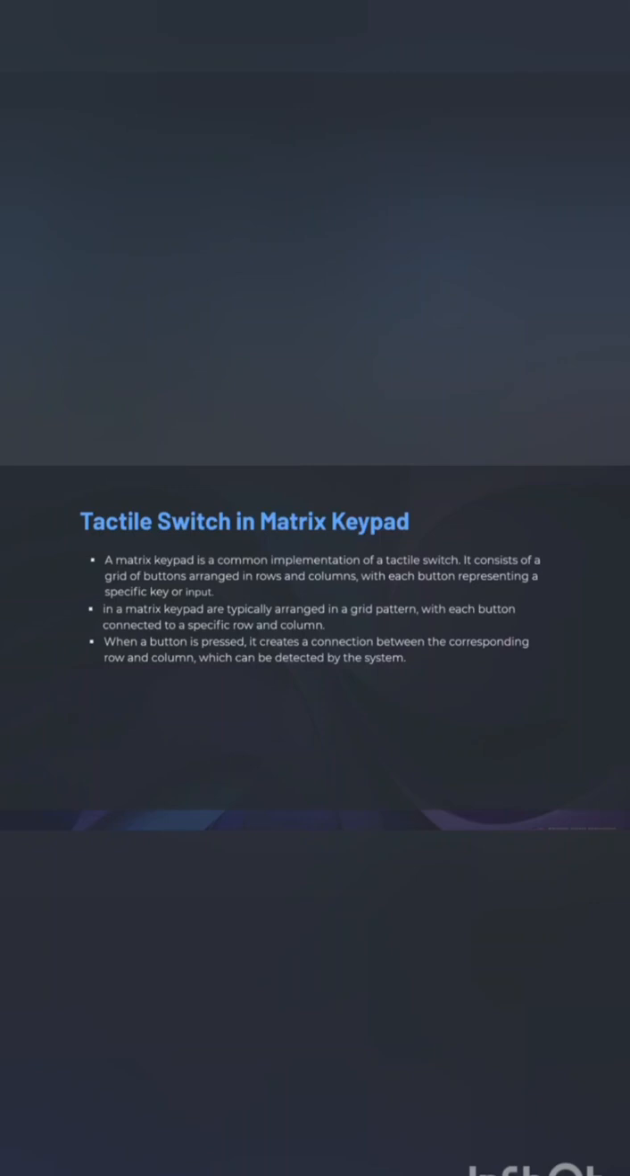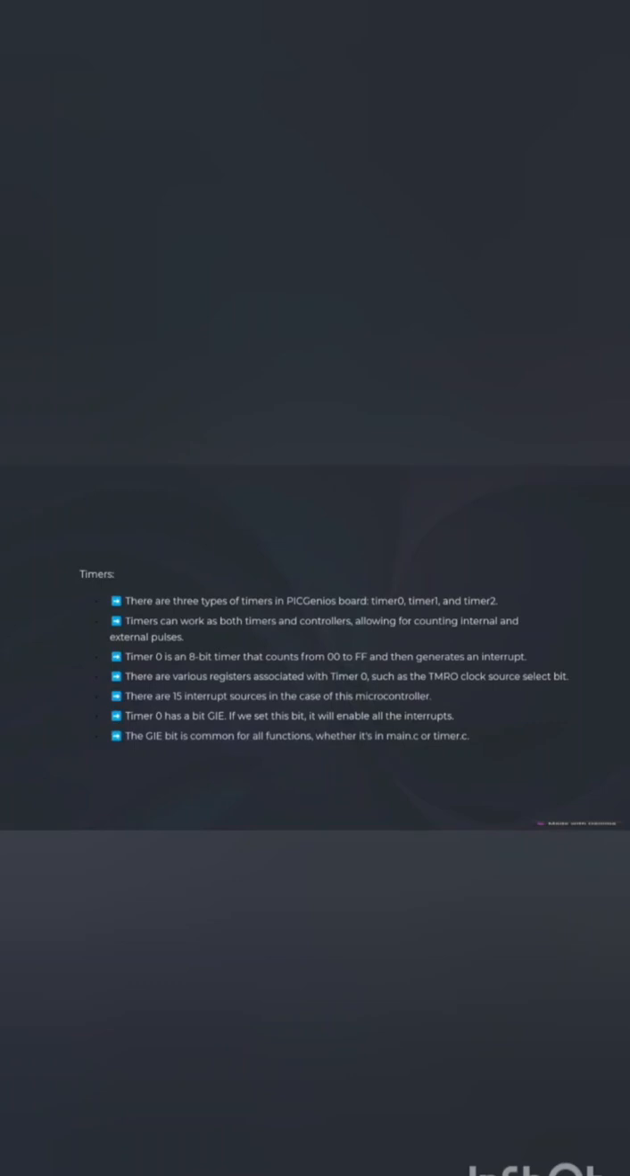A matrix keypad is a common implementation of tactile switches. It consists of a grid of buttons arranged in rows and columns, with each button representing a specific key or input. In a matrix keypad, each button is connected to a specific row and column. When a button is pressed, it creates a connection which connects the row and column, which can be detected by the system.